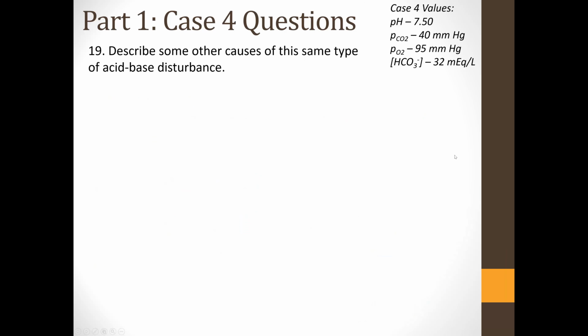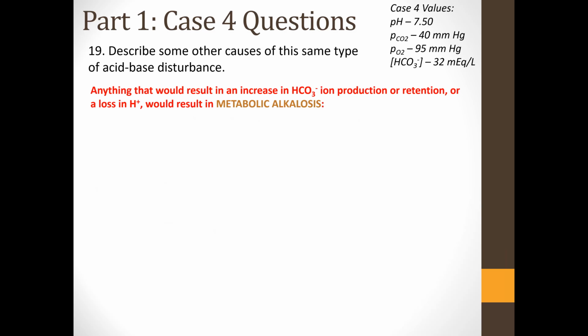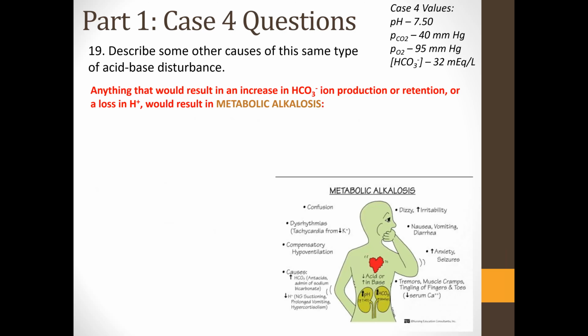Number 19. Describe some other causes of the same type of acid-base disturbance. Anything that would result in an increase in bicarbonate ion production or retention, or a loss in hydrogen ions, would result in metabolic alkalosis. And again, here's a picture, and the take home here is that with metabolic alkalosis, pH and bicarbonate levels move in the same direction. So pH would be high, bicarbonate levels would be high.